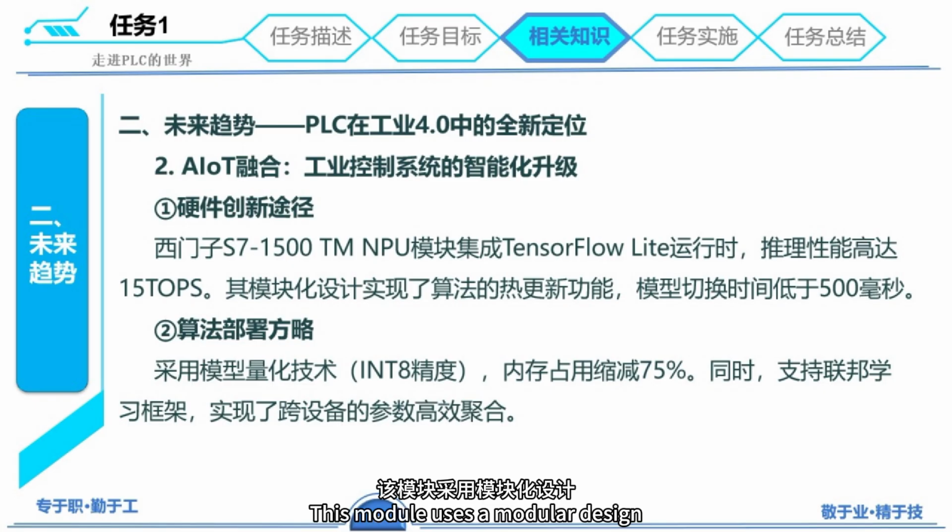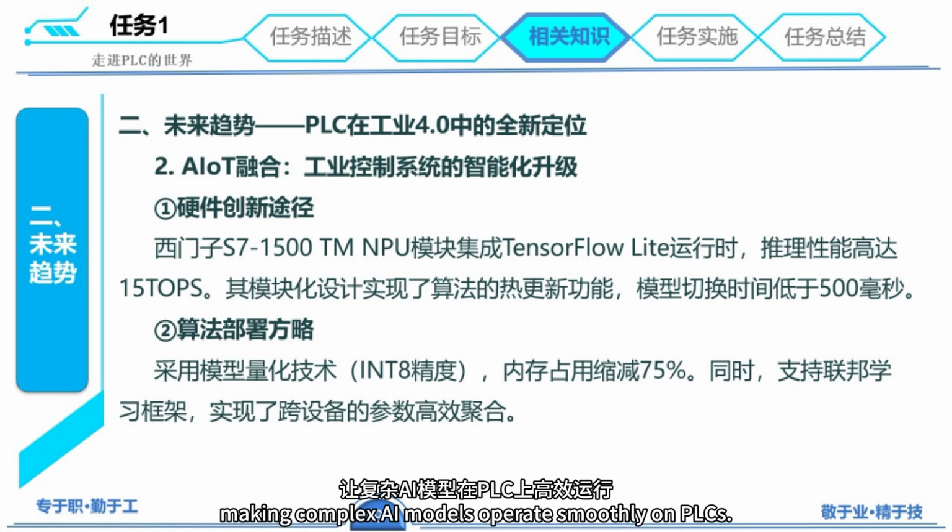This module uses a modular design and supports algorithm hot updates. Model switching takes under 500 milliseconds. Engineers can update the AI algorithms without stopping the machines, so production won't be affected at all. For deploying algorithms, we use model quantization technology to adapt to the limited hardware resources of industrial equipment, cutting memory usage by 75%, making complex AI models operate smoothly on PLCs.